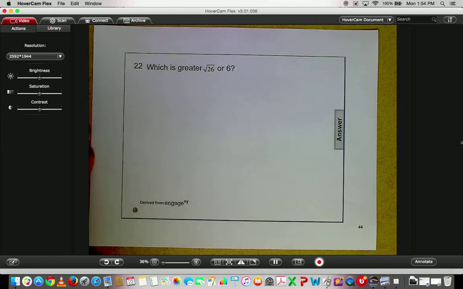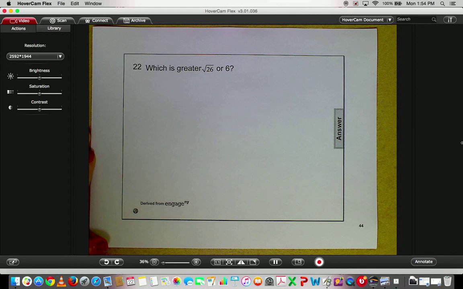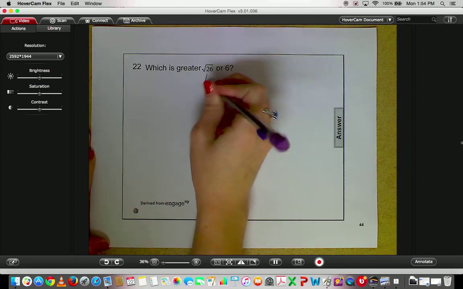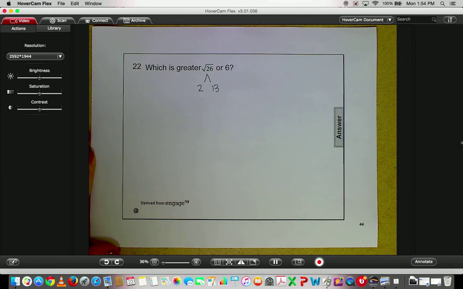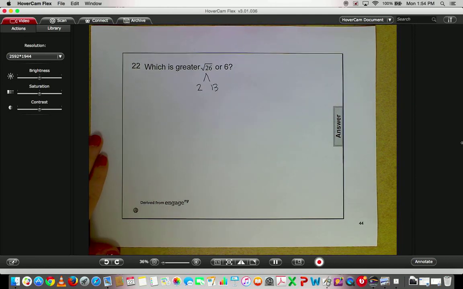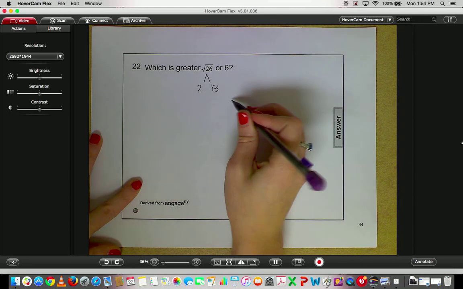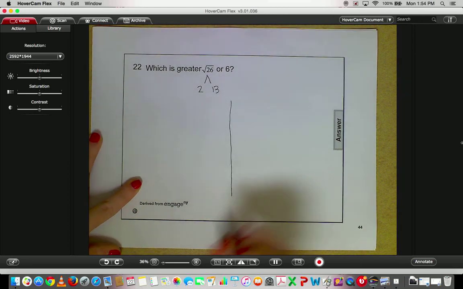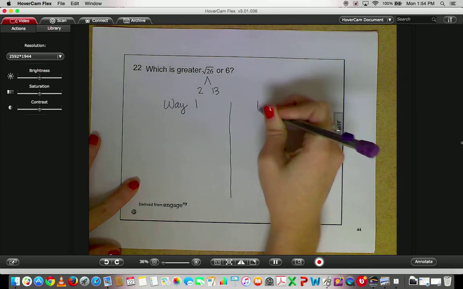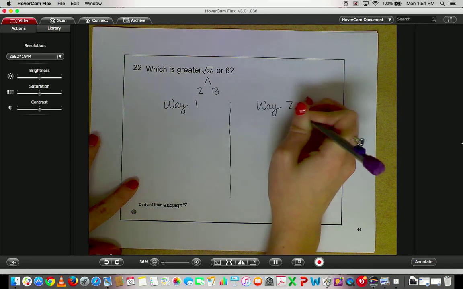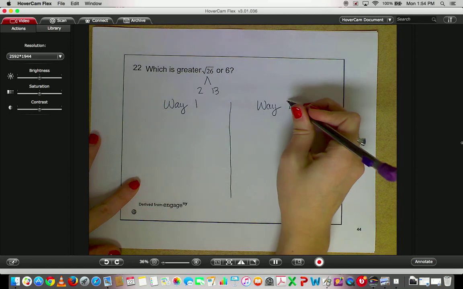Okay, so it's asking for which one is greater. Now 16 only factors to 2 and 13, and neither one of those are perfect squares. So we need to figure out another way that we can figure out which one is greater. There are 2 ways, so I want you to write this down as I'm working it. This is way 1, and this is way 2. That looks like a Z. My bad.